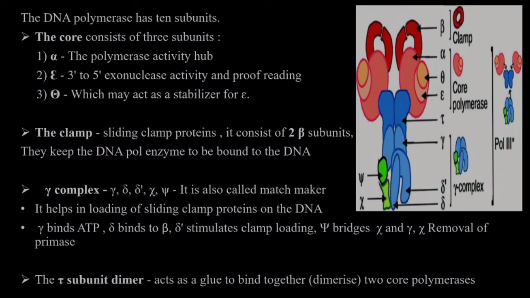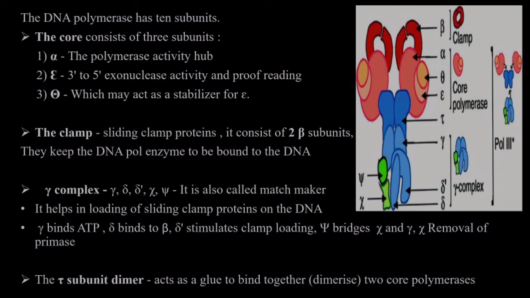The first subclass is the core enzyme. The core consists of 3 subunits, alpha, epsilon and theta. Alpha is involved in the polymerase activity. Epsilon has 3' to 5' exonuclease activity and proofreading activity. While theta acts as a stabilizer for epsilon. The second subclass is the clamp protein. The sliding clamp protein consists of two beta subunits. They keep the DNA polymerase enzyme bound to the DNA.